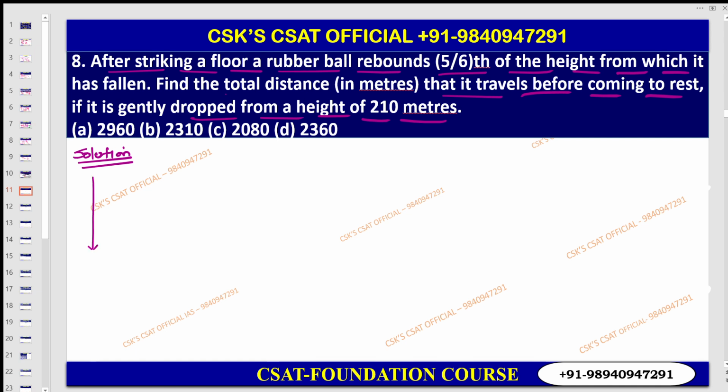First it falls 210. After that it goes down and comes back up to 5 by 6 of that 210. Again it goes down and comes back 5 by 6 of that distance, again 5 by 6, so it becomes 5 by 6 the whole square, times 210.